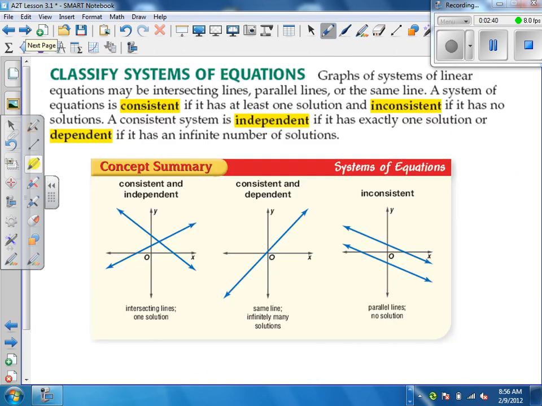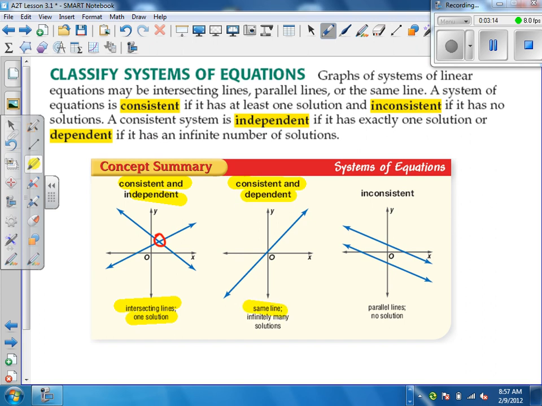Now, classifying them, the one we just did, we got a solution, it's consistent, and it's actually independent. Lines that cross, intersect at one point. Any two lines that intersect at one point we say are consistent and independent. You're going to have to classify these. Consistent and independent. Okay? Consistent and dependent is another thing that can happen.